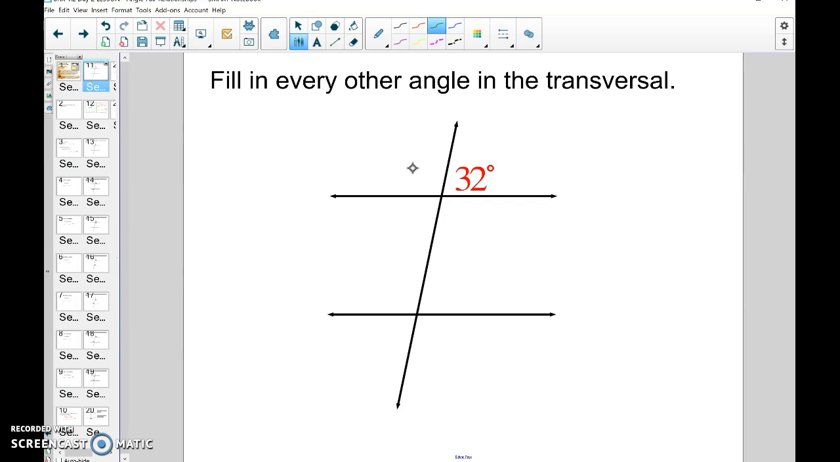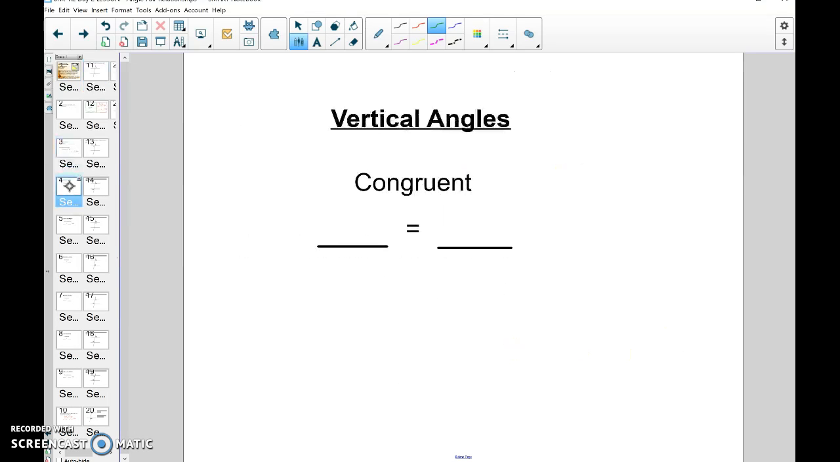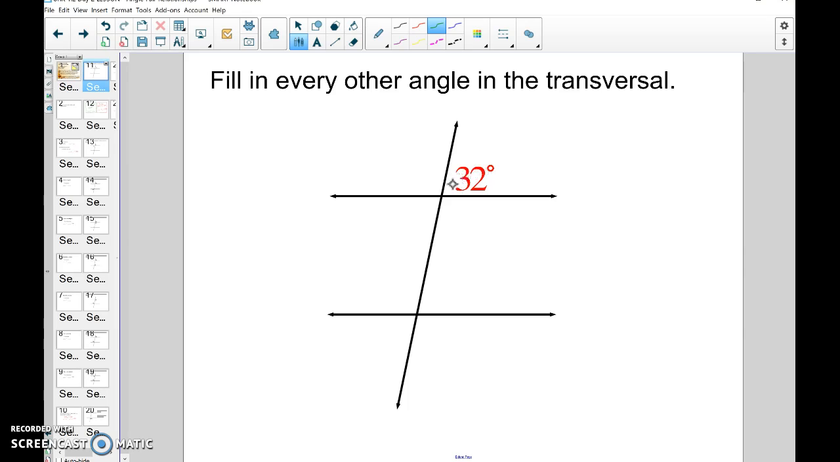32, we just learned back in this slide that vertical angles have to be congruent to each other, which means they're equal. Well, if this is 32, its vertical angle is going to be the one right across from it, the one that's diagonal. That means I can also label that as 32 degrees.